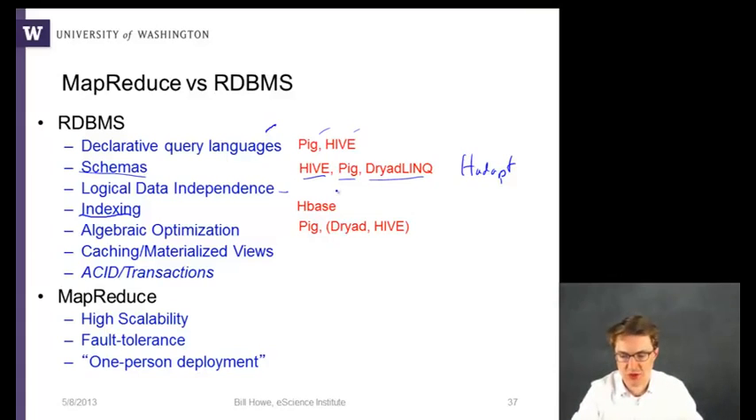And so one of the solutions, you see people adding indexing features to Hadoop, and HBase is an open source implementation of another proposal by Google for a system called Bigtable that, among other things, provides quick access to individual records.